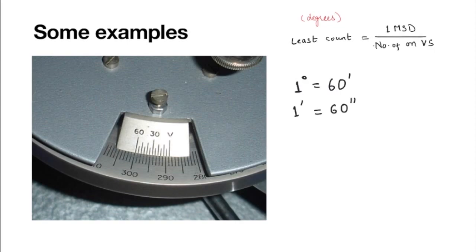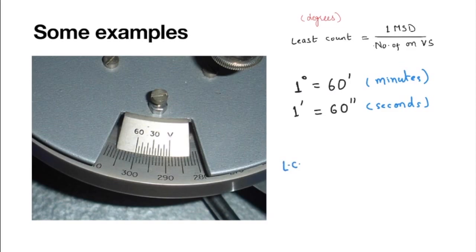This is how we denote minutes and seconds. There are advanced level spectrometers which also have least count going in seconds. So let us calculate for this one.